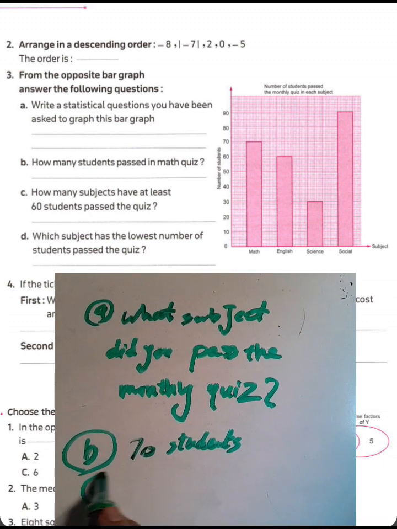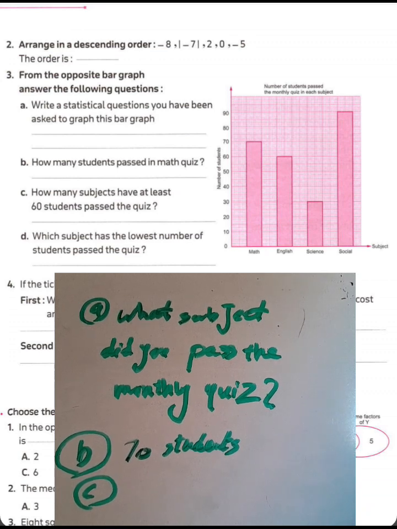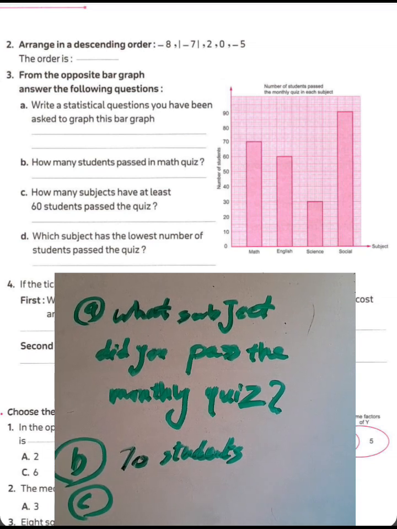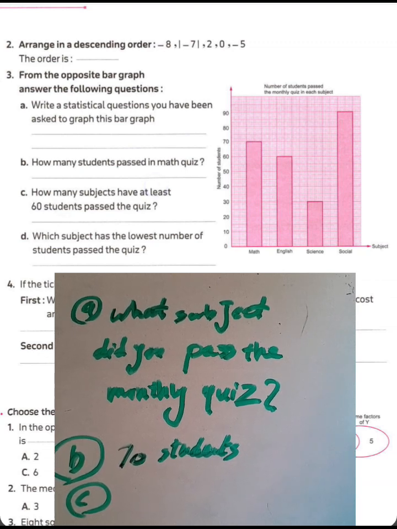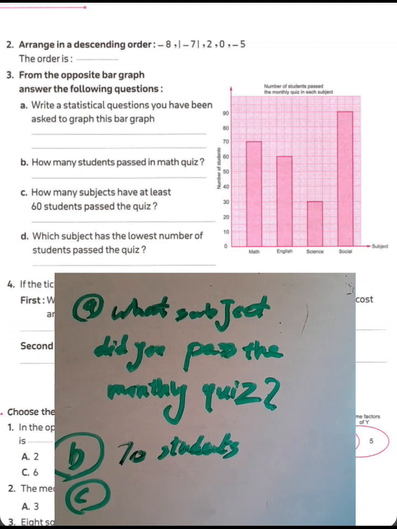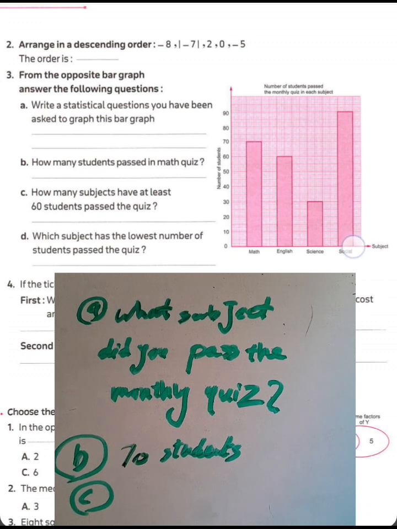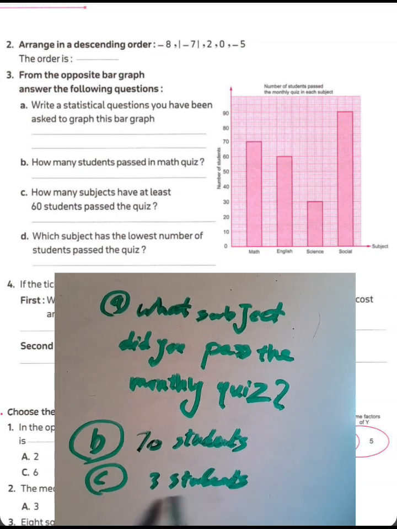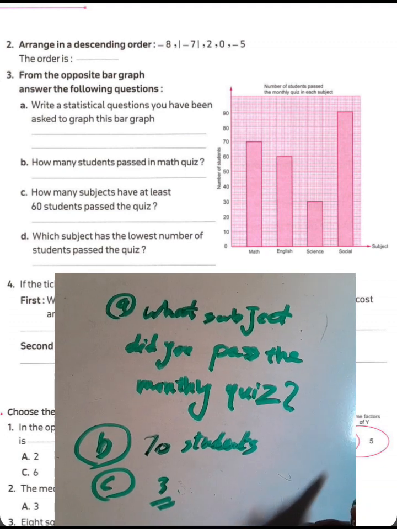Question letter C. How many subjects have at least 60 students who passed the quiz? Count with me, 60. Which subjects have at least 60 students pass it? It will be math, English and social. We have 3 subjects. Understood this question?